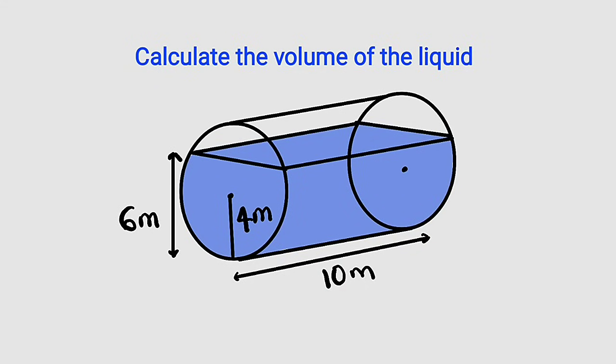Hello everyone. In this tutorial, we are going to provide a solution to this interesting problem. We're asked to find the volume of the liquid in this container. You can see that this is a cylinder but sitting horizontally.